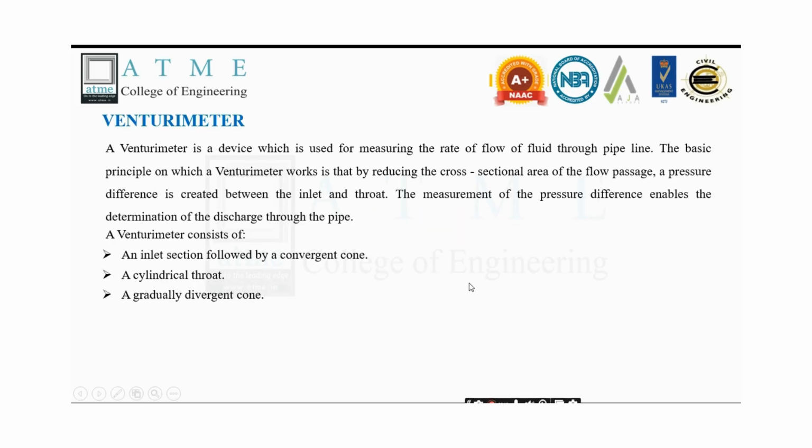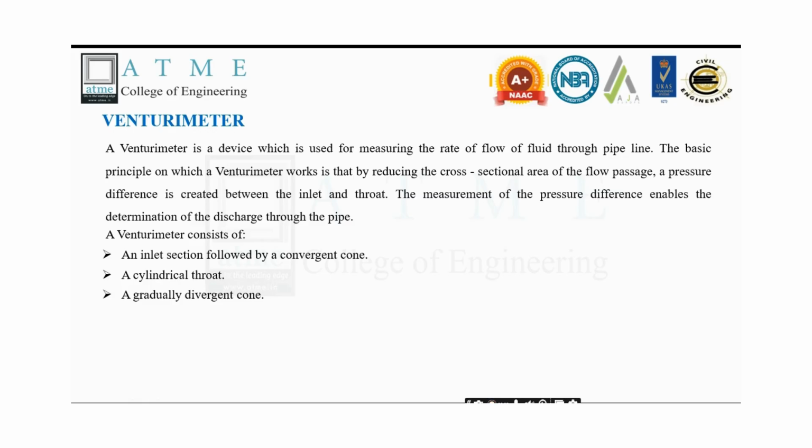A Venturimeter is a device which is used for measuring the rate of flow of a fluid through a pipeline. The basic principle on which a Venturimeter works is that by reducing the cross-sectional area of the flow passage, a pressure difference is created between the inlet and the throat. The measurement of the pressure difference enables the determination of discharge through the pipe.